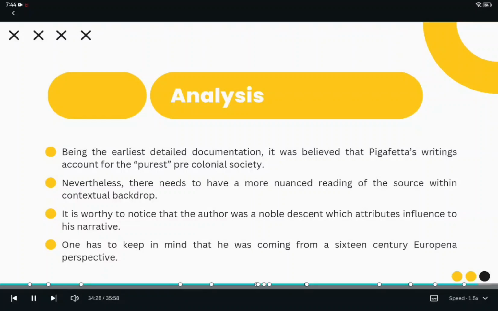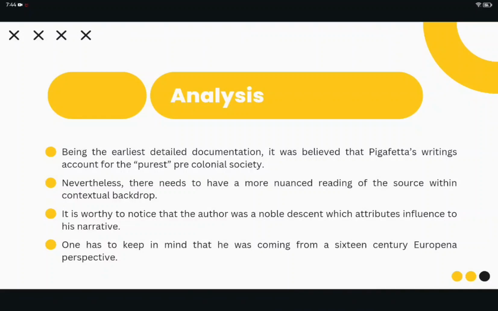I've already mentioned that it is also worthy to notice that the author was of noble descent, which attributes influence to his narrative. Once again, like in the first example of Pigafetta's account, the poor, the naked. I've mentioned the word naked, not literally, but the Spanish translation of it was mentioned numerous times in his account because it is actually his perspective as a rich person. He noticed things which are unusual in his class. At the same time, one has to keep in mind that he was coming from a 16th century European perspective. These are the things we must notice and emphasize when we are trying to analyze different parts of Pigafetta's account.